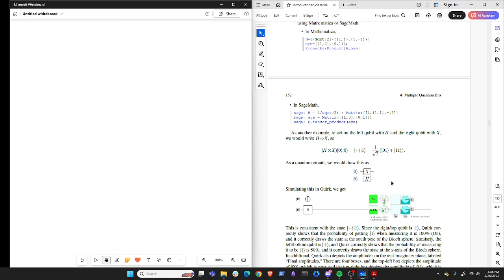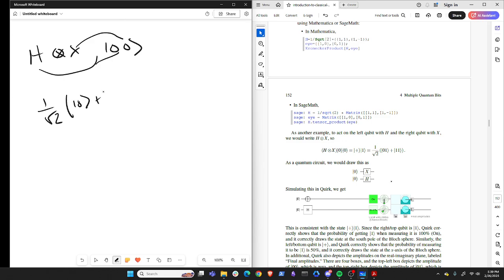Similarly, let's say we're going to apply H and X to a 2-qubit state 0, 0. So we know that we can either apply these individually. So we can say, H applied to this qubit that's in state 0 is equal to 1 over square root of 2, state 0 plus state 1. So it puts the first qubit into superposition.